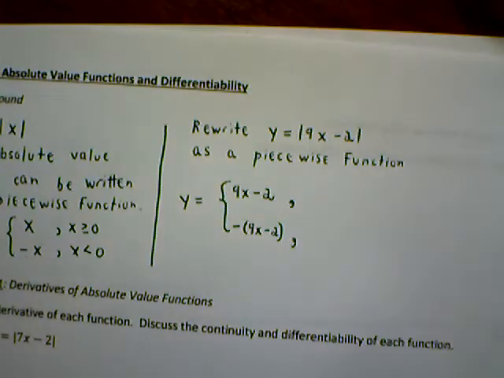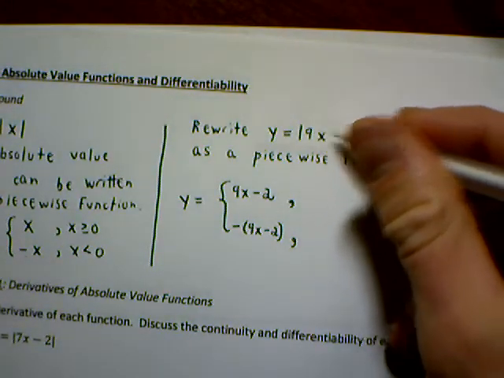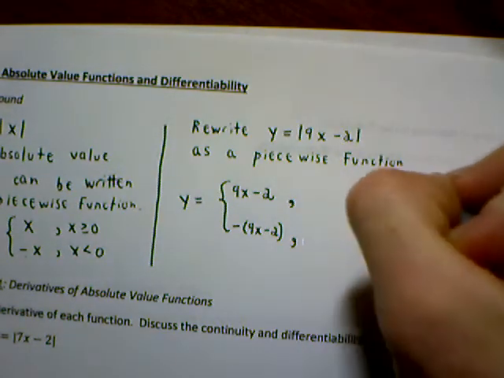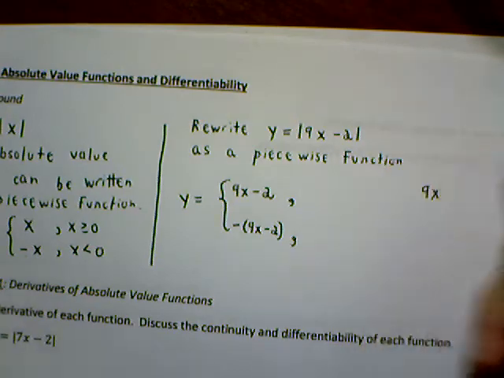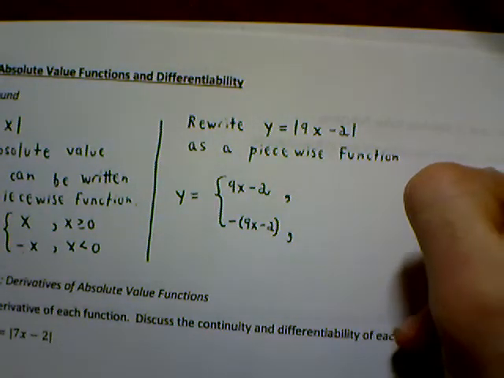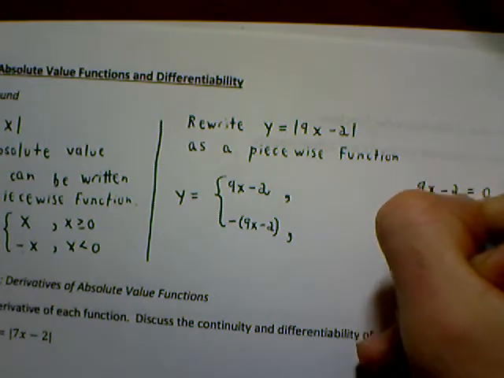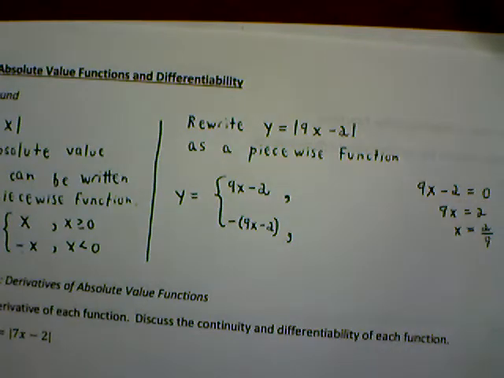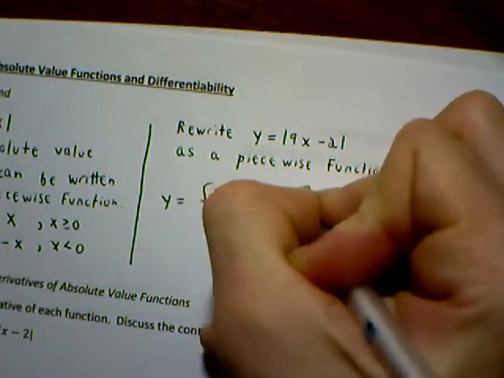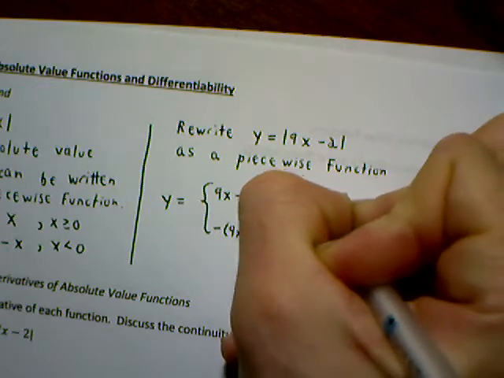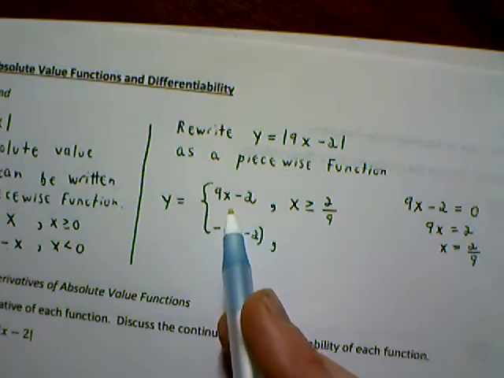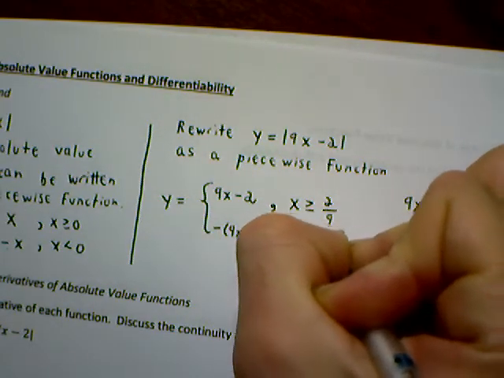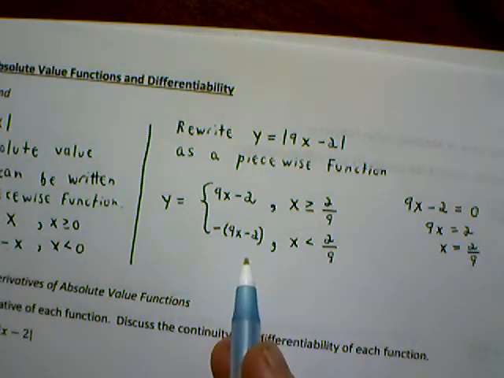Now to figure out where the function rule changes, you just take the inside of the absolute value and set it equal to 0. So 9x minus 2 equals 0. Add 2 to both sides and divide by 9. X is equal to 2 ninths. So whenever x is greater than or equal to 2 ninths, I'll use this rule. Whenever x is less than 2 ninths, I'm going to take the opposite of what's on the inside.